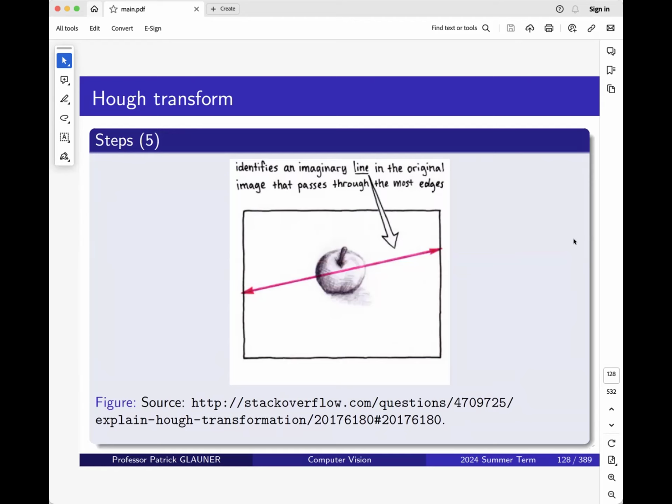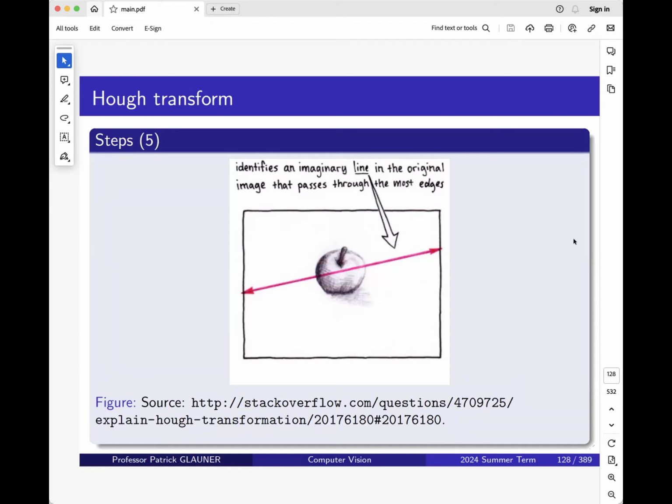What do you think could be some downsides of the Hough transform? Maybe raise your hand and turn on your microphone. I'll be happy to also hear you. If you have something you want to be contributing in the chat, you're also most welcome. What do you think a limitation of the Hough transform could be? I'll give you a moment and see.